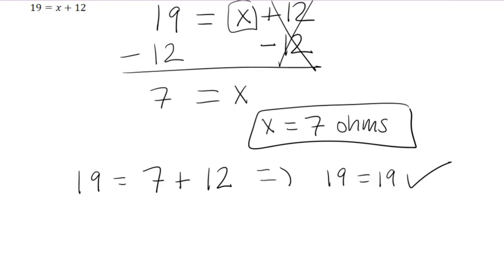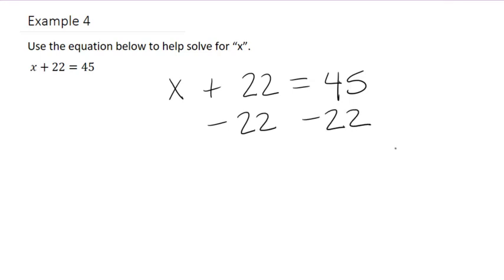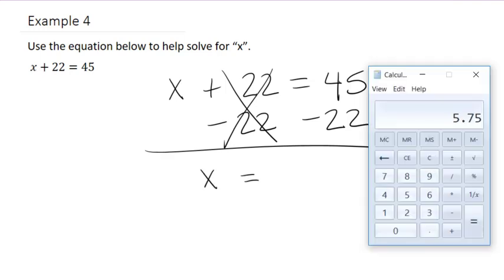Use the equation below to help us solve for x. So let's go ahead and rewrite this. So we will subtract 22 on both sides. This becomes 0, so we're left with just x equals, so let's go ahead and go 45 minus 22 equals 23. And that would be our solution to this problem.